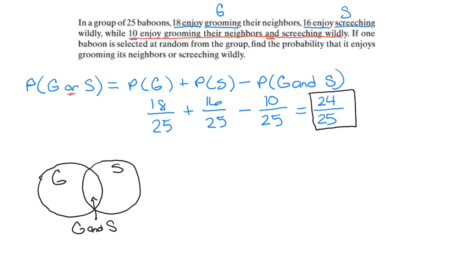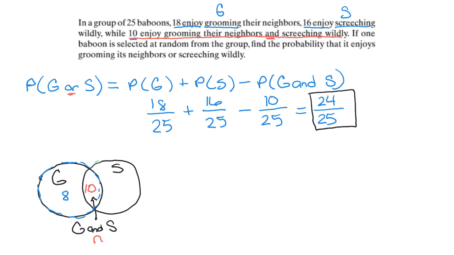If we take a look at our Venn diagram, remember how we always fill out the innermost portion first? So we start where the intersection is, right in the middle, and for both grooming and screeching, we know we have 10. For those that enjoy grooming, I'll put a little blue dash here. That has a total of 18 that enjoy grooming. Since I have 10 in the middle, that means I have 8 over here. 8 plus 10 is a total of 18 that enjoy grooming.